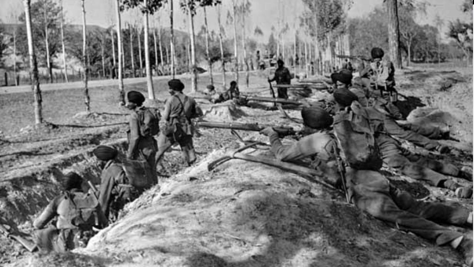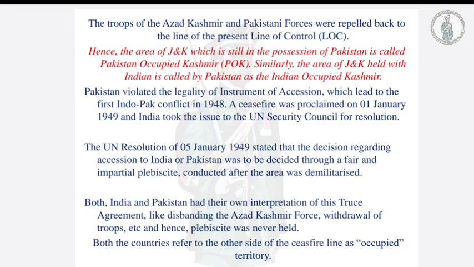The ceasefire was proclaimed on 1st of January 1949 and India took the issue to the UN. The UN mediated and made a resolution on 5th of January 1949 that the decision regarding the accession of the state of Jammu and Kashmir to India or Pakistan will be decided through a fair and impartial plebiscite, and it will be conducted after the area was demilitarized. Now the plebiscite was never held because both India and Pakistan had their own interpretation.